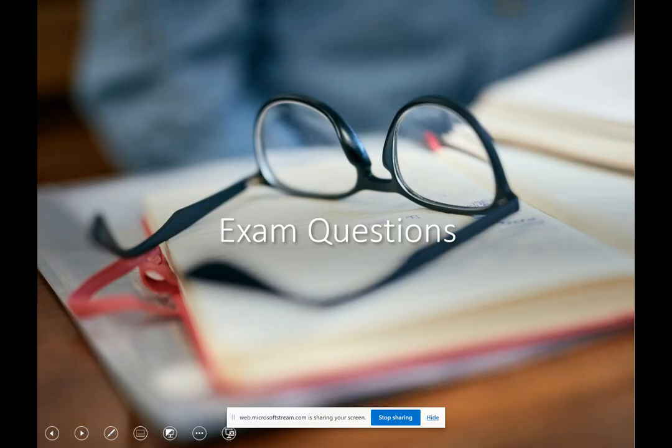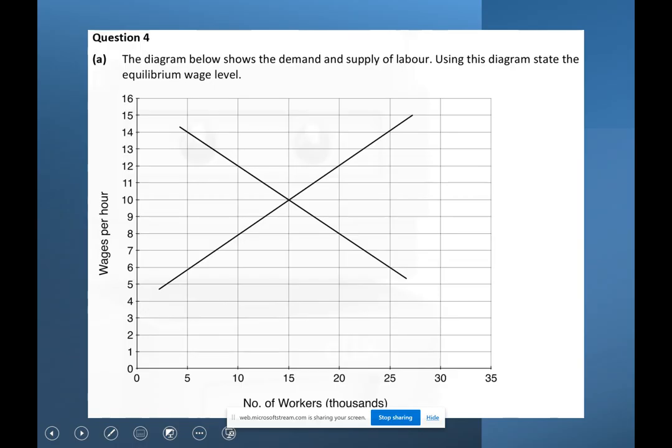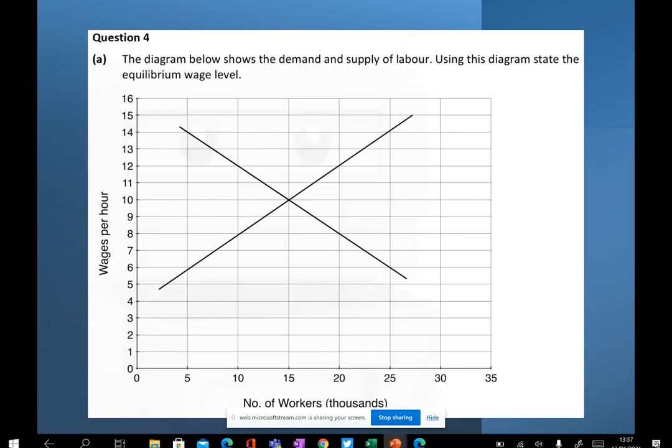All right. So I'm going to finish this off with just looking at a couple of exam questions. These are the ones from StudyClix. And this is kind of what we should be looking at really. So this was from the sample paper, I think, that we all saw. Very simple one. It says the diagram below shows the demand and supply of labor. Using this diagram, state the equilibrium wage level. Now, read that again. State the equilibrium wage level. This is higher level as well.